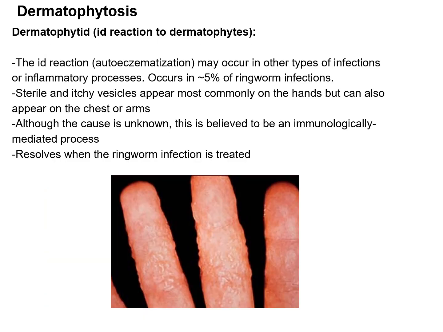The itch reaction is not exclusive to dermatophytes. It can be caused by other infectious agents. However, when it's caused by dermatophytes, we call this dermatophytid. This is auto-eczematization, and what happens here is that you see sterile itchy vesicles that appear somewhere on the body, most commonly on the hands, but they might appear elsewhere, such as the chest and the arms. These vesicles itch, but they are sterile. They do not contain the infectious agents. This reaction happens in about 5% of ringworm infections.